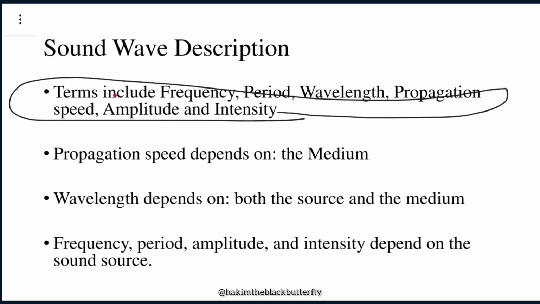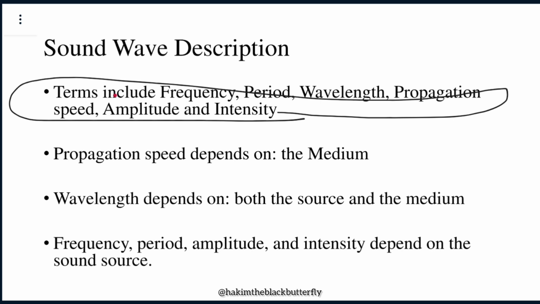As I was starting, I told you that the speed of sound depends on the medium and specifically the stiffness of the medium. Wavelength of a wave is dependent on the source and the medium, but primarily depends on the source. Frequency, period, amplitude, intensity all depend on the source of sound, because frequency is the number of cycles produced in 1 second, and it means the number of times an object vibrates to produce sound.